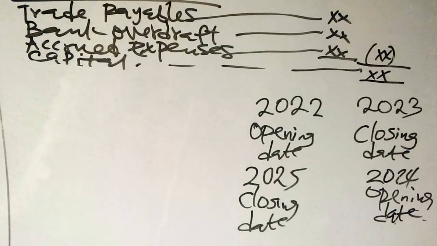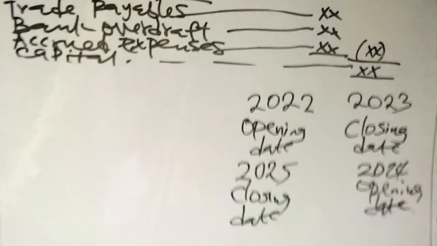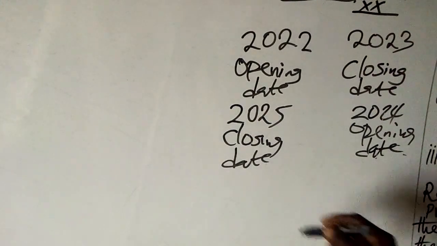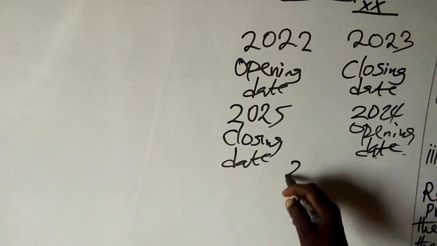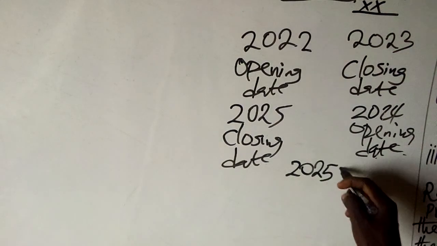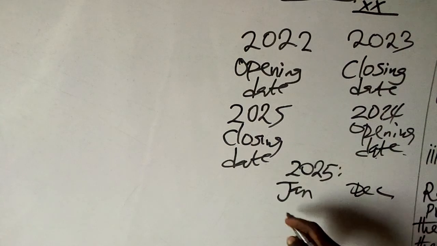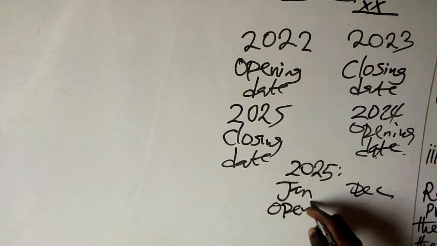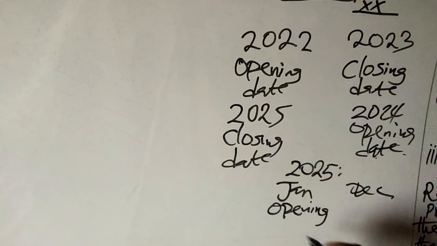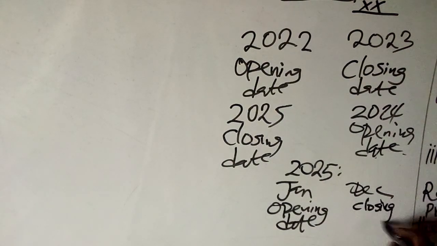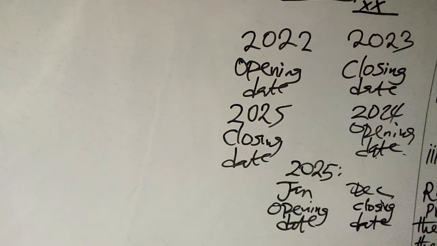Now back to the equity. Sometimes you may be given the same year, maybe 2025. Maybe that is the year that is involved. You'll be given January and December. The January is the opening date, while December is the closing date. Please take note of that. Now, back to step 3.